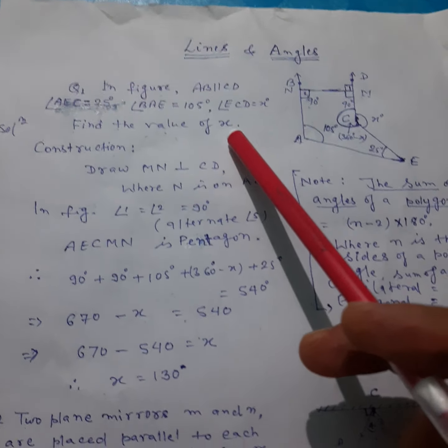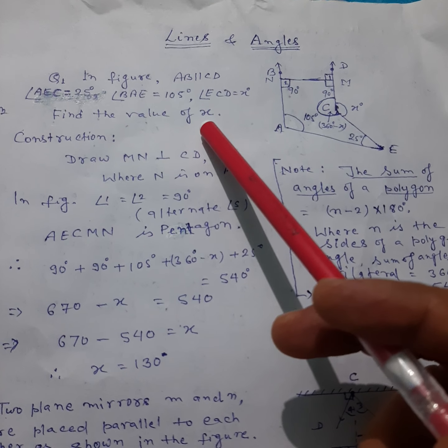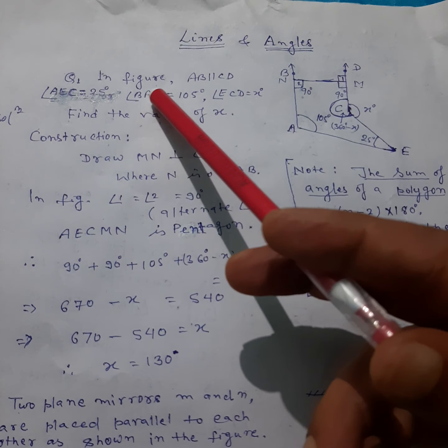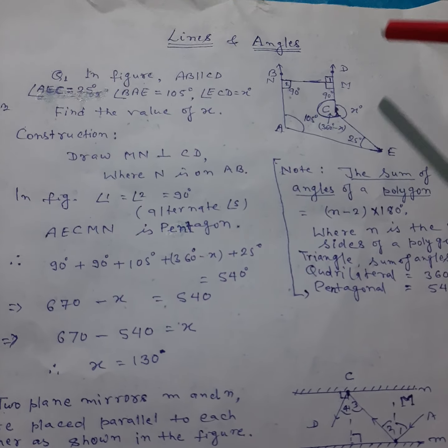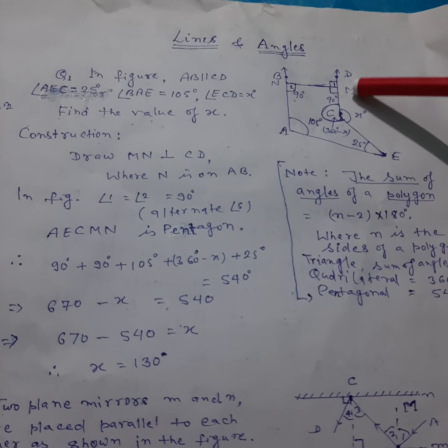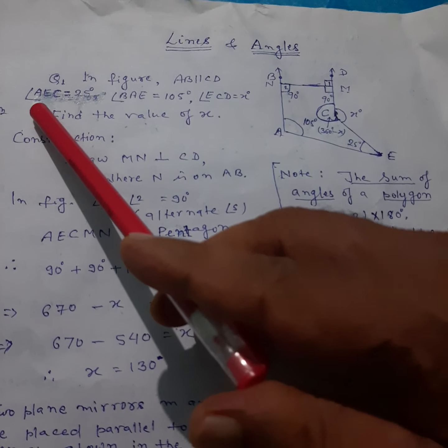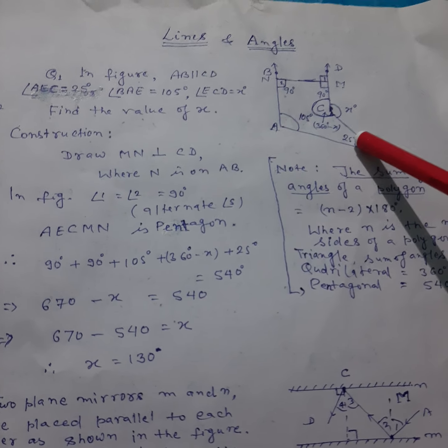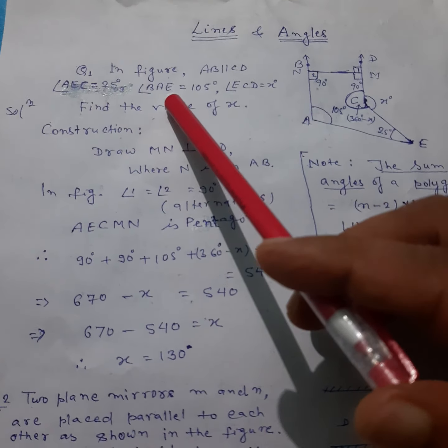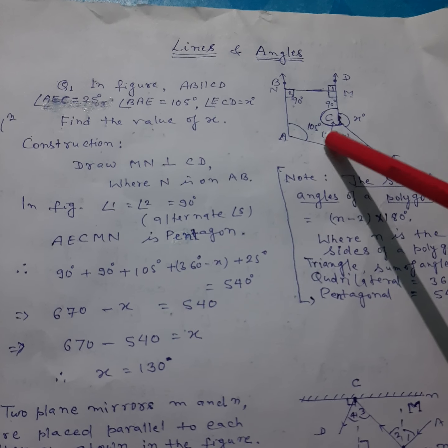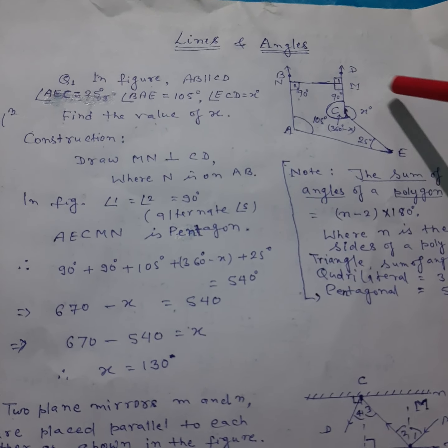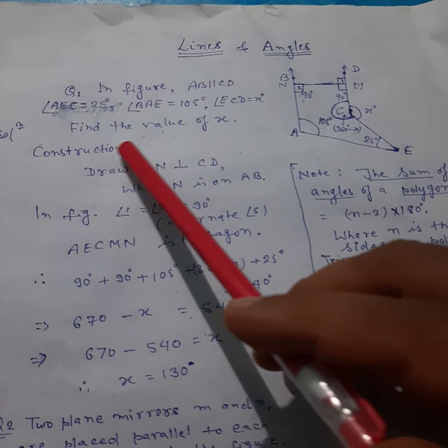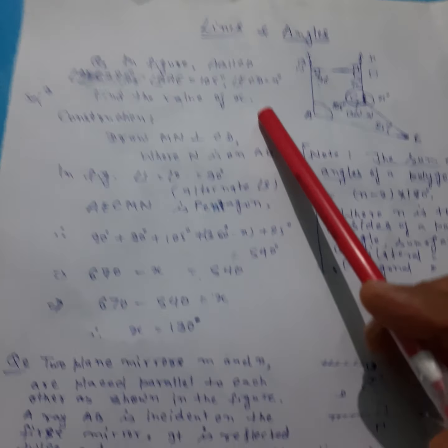In this video, I am going to discuss some important questions. The very first question: in the figure, as you observe, AB is parallel to CD. Angle AEC is 25 degrees, angle BAE is 105 degrees, and angle ECD is x degrees. We have to find the value of x.